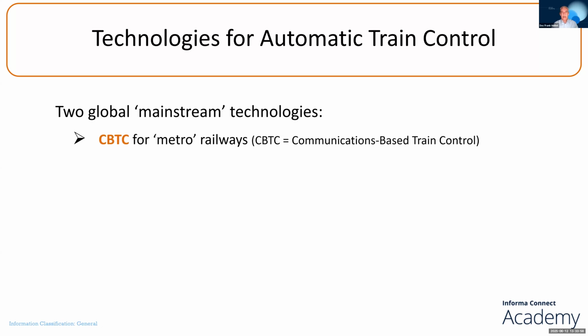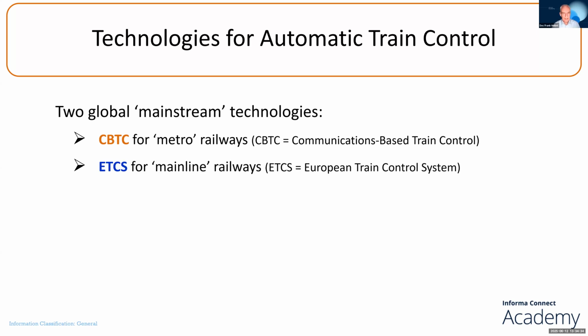The first technology I already mentioned a couple of times is called CBTC, and this stands for communications-based train control. And that's the train control technology that's most common for metro railways, for so-called metro railways. If you think about something like Paris Metro, London Underground, New York Subway, Singapore Metro, places like this, they all have CBTC. Here in Australia, Sydney Metro comes to mind, which has CBTC everywhere.